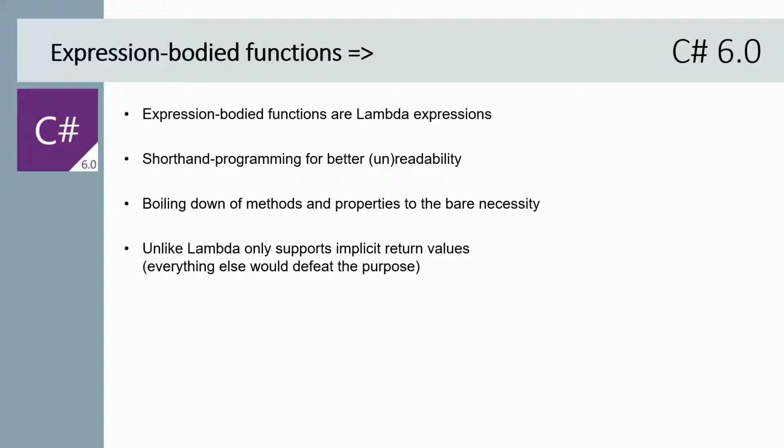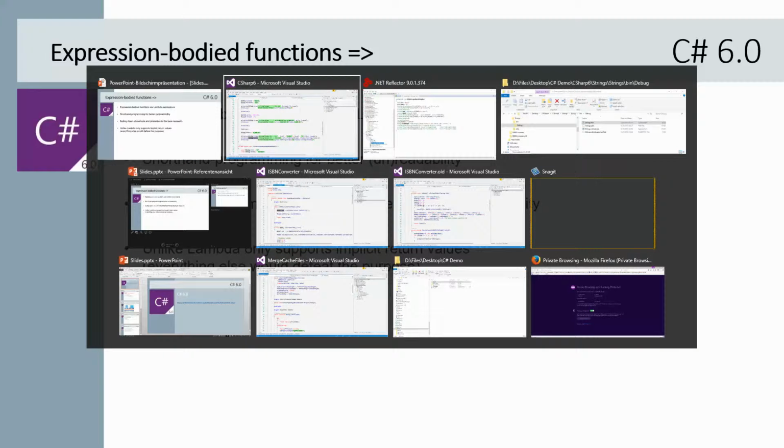It's like every lambda expression, it's very bare. It has an implicit return value. There's no explicit return in this case. You cannot even use an explicit return, unlike lambda functions, because that would defeat the purpose of the expression-bodied function. And yeah, let me show you how that works.